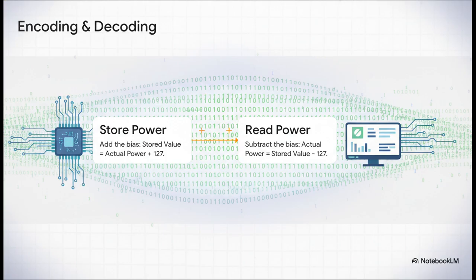So, for an actual power of negative 3, you store 124. When the hardware needs to read it, it just subtracts 127 to get back to the real value of negative 3. It's a simple little offset trick, and it solves the problem perfectly.